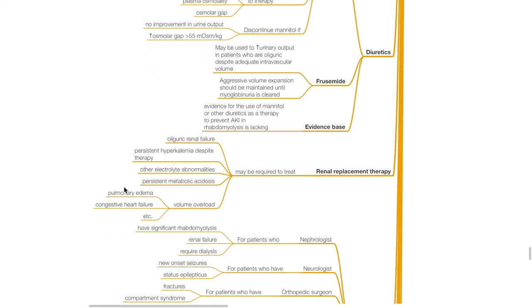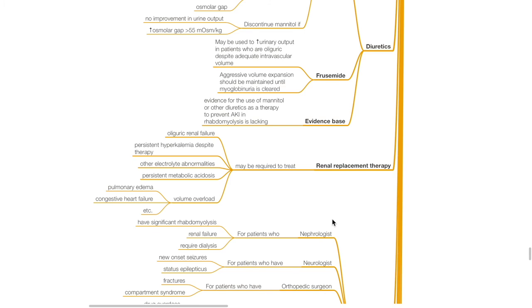Renal replacement therapy may be required to treat oliguric renal failure, persistent hyperkalemia despite therapy, other electrolyte abnormalities, persistent metabolic acidosis, and volume overload, such as in pulmonary edema and congestive heart failure.